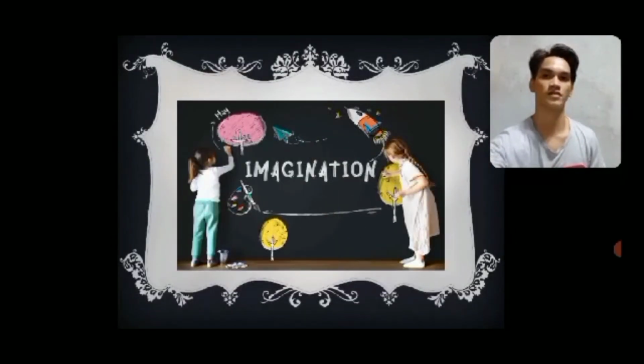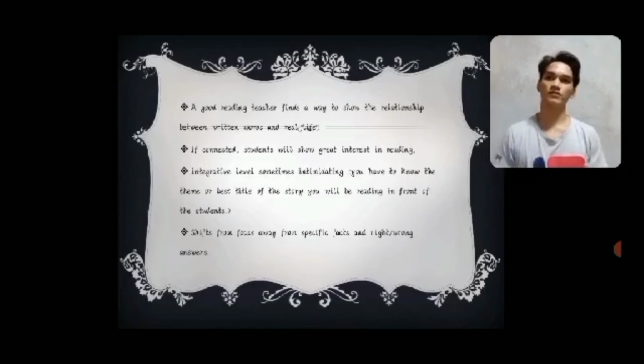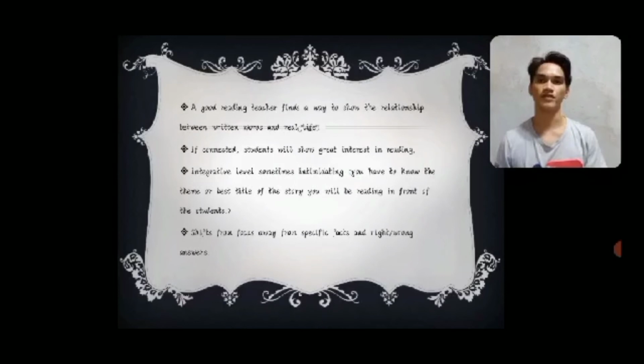Next, a good reading teacher finds a way to show the relationship between written words and real life experiences or situations. If connected, students will show great interest in reading. So we have to pick a story that will entertain or make our students or pupils empathize or understand the story and the characters involved in it.